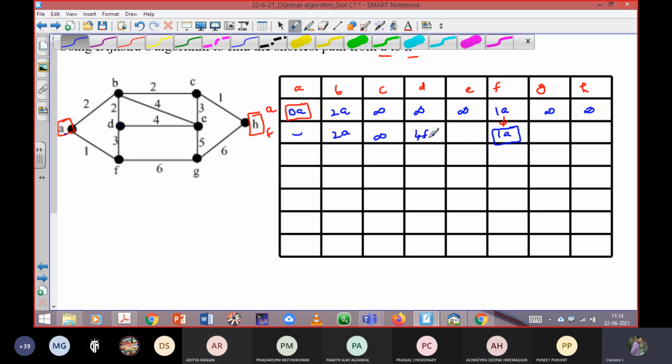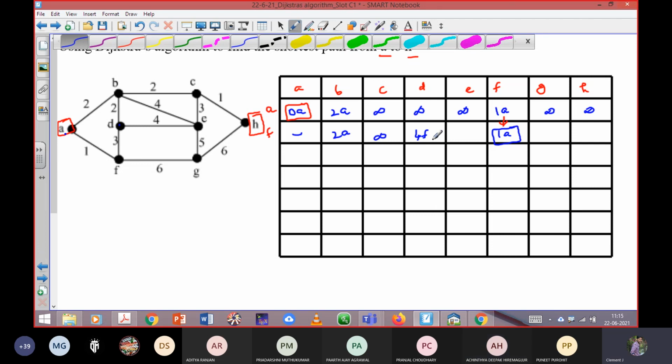I hope you can understand why I have mentioned F here, because F means the preceding vertex, the vertex through which you traveled to reach vertex D. That means to reach vertex D from the starting origin vertex A, it has taken 4 distance. Have you understood this logic? Is it clear?